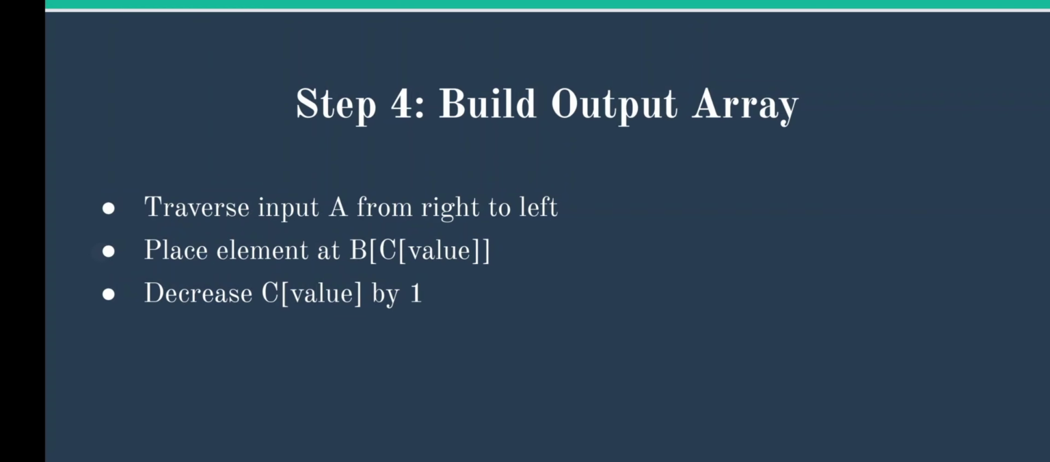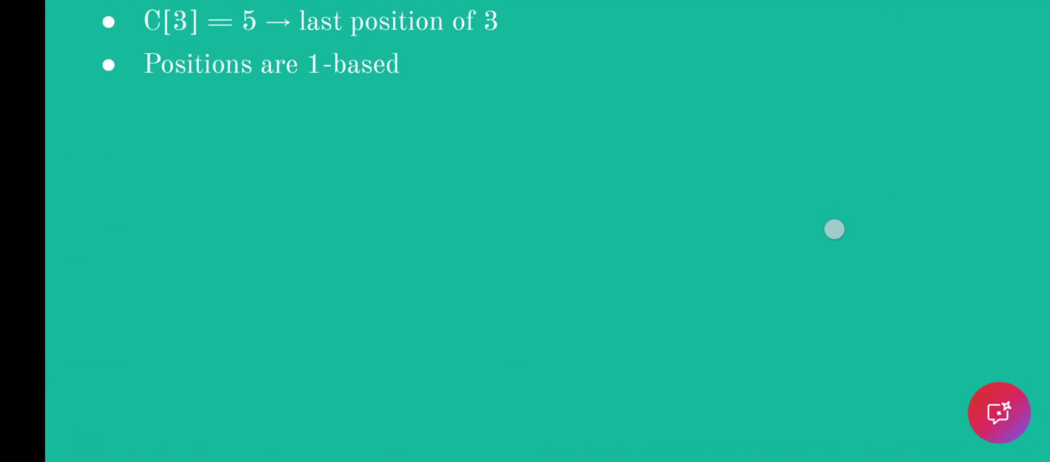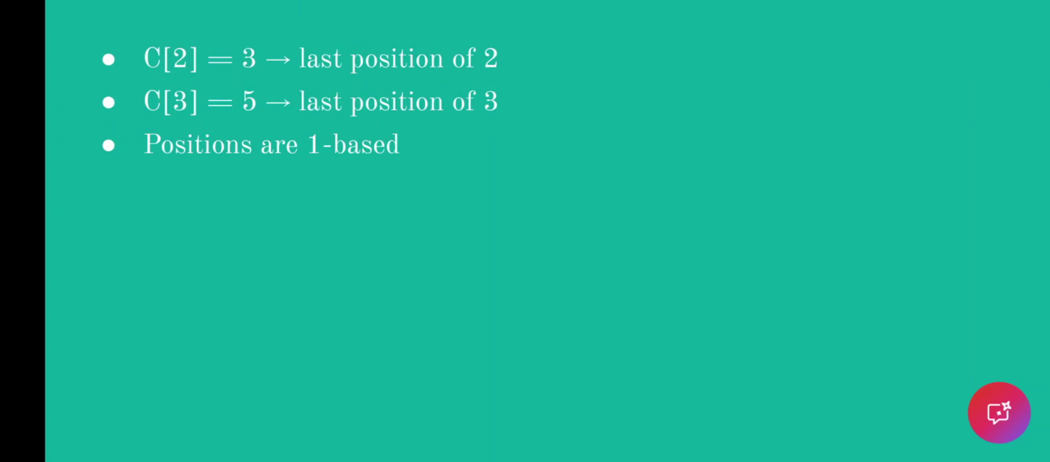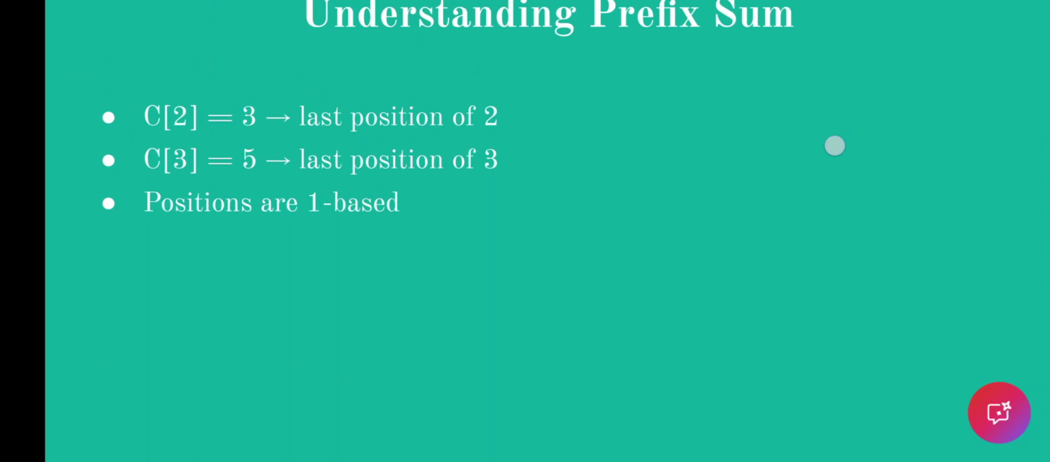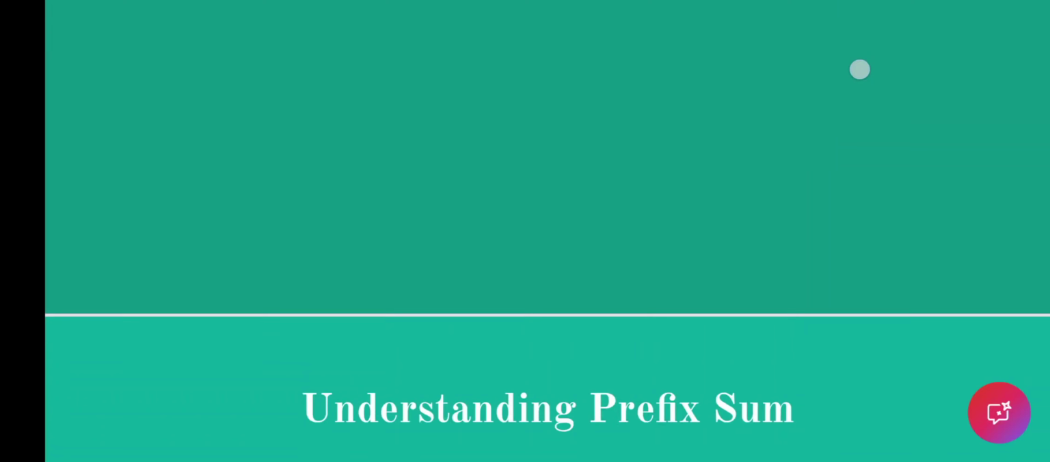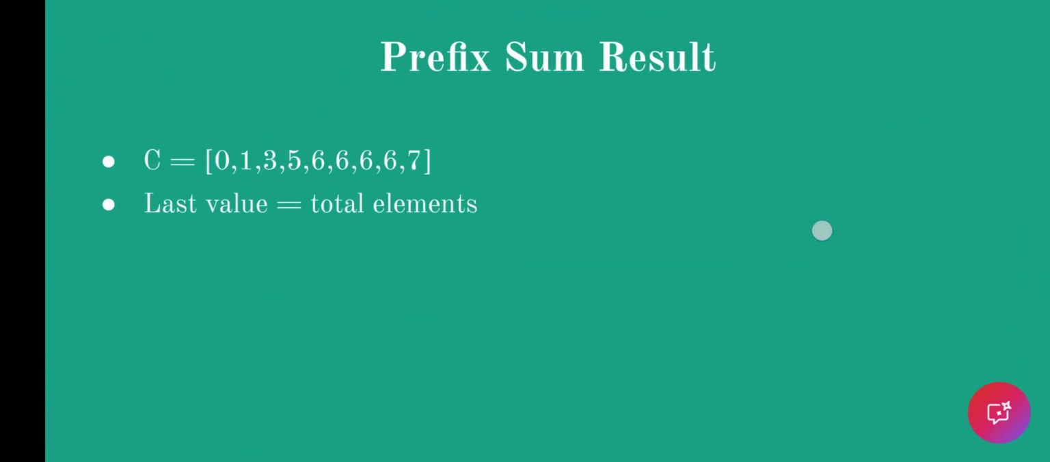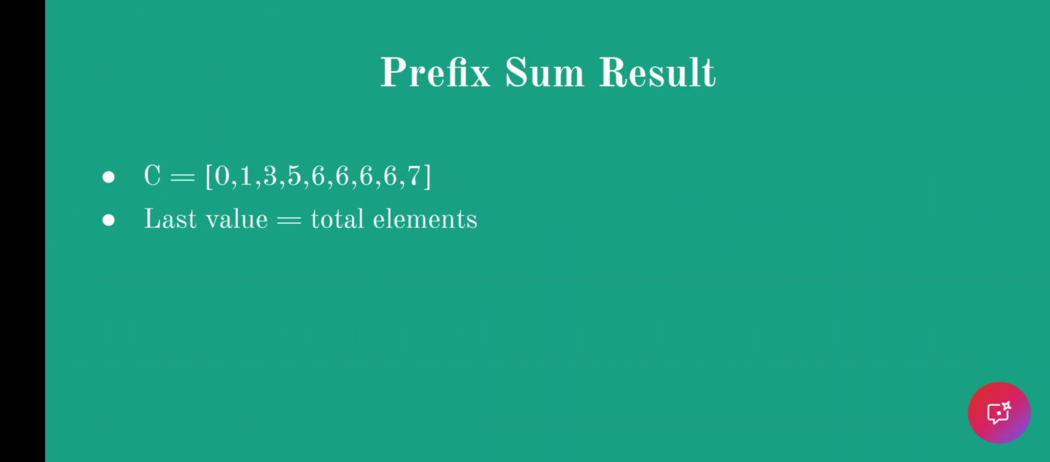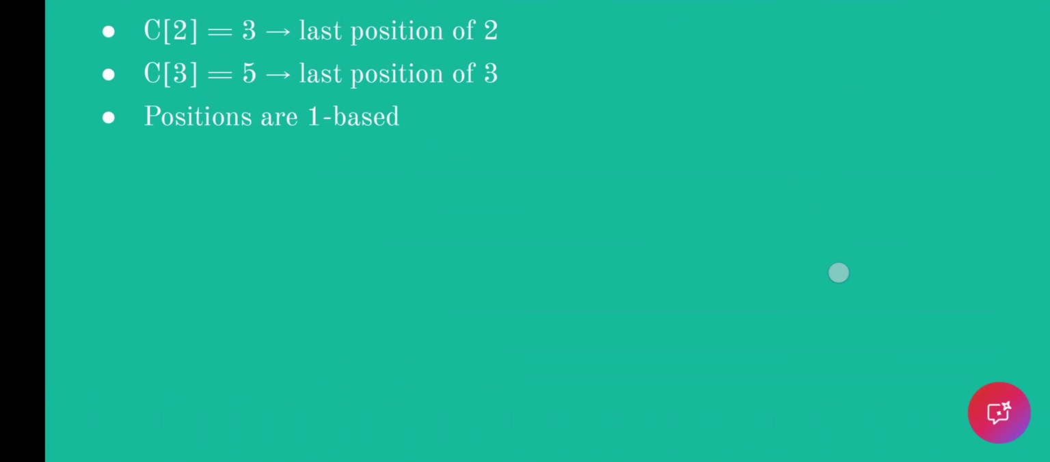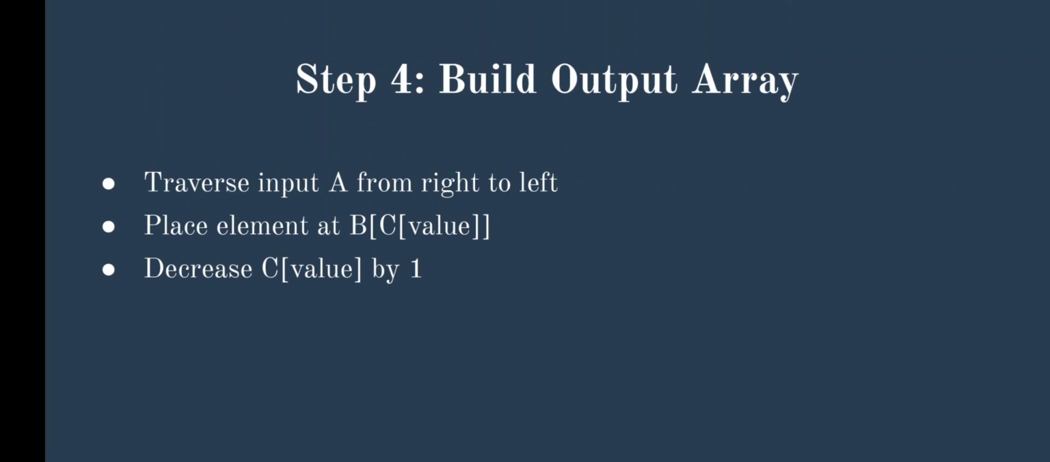So let's build the output array. Also, what does it mean that positions are 1 based? It means that the position can appear twice as well, but positions are like this. If C3 is equal to 5, that means there are this many elements less than or equal to 3. Like this we are doing it. So now we will build the output array.